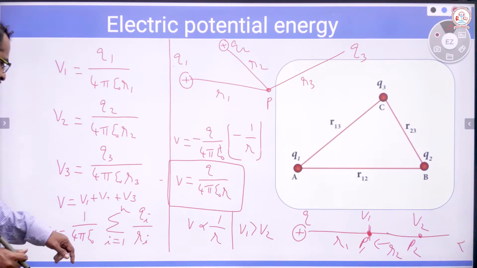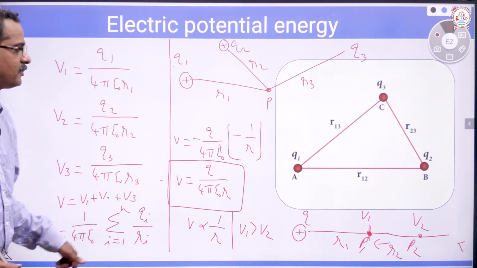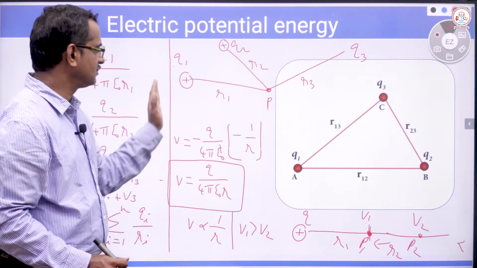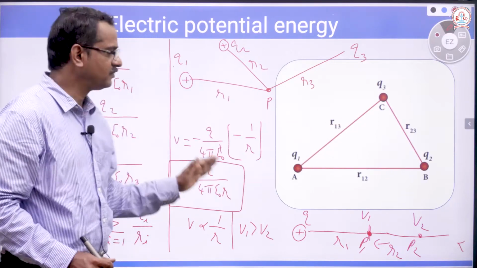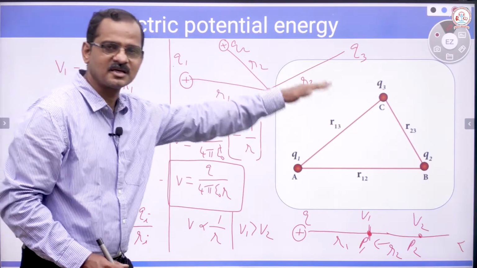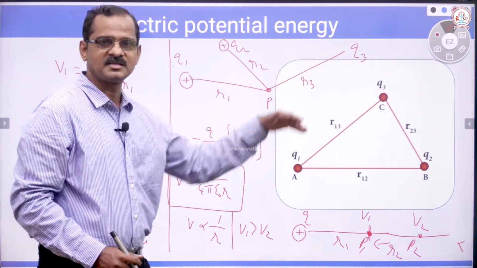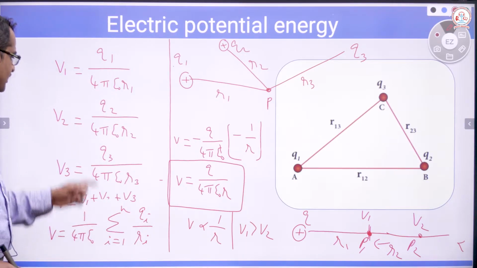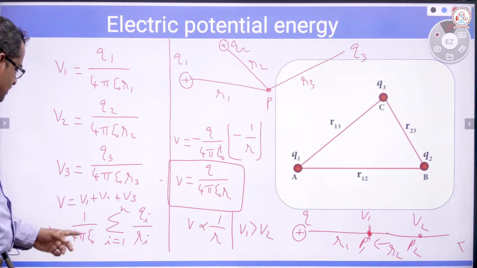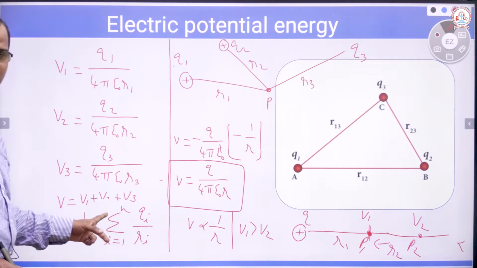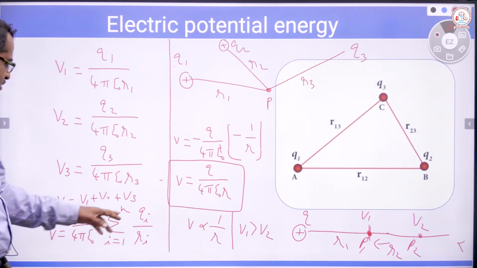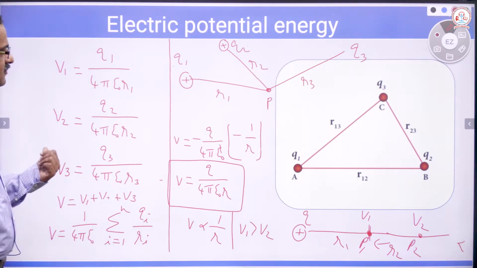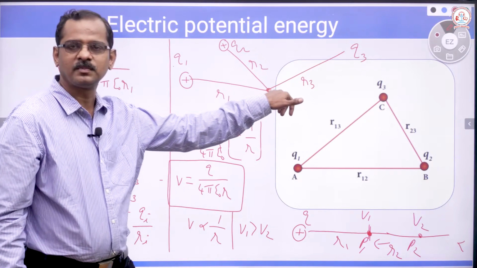This is the general equation to calculate electric potential at a point due to many charges, which are at different distances. V equal to 1 by 4 pi epsilon naught, which is common in all the equations, sigma i is equal to 1 to n, and there are n number of charges, Q suffix i by R suffix i. So with this equation, we can calculate electric potential at the point P.